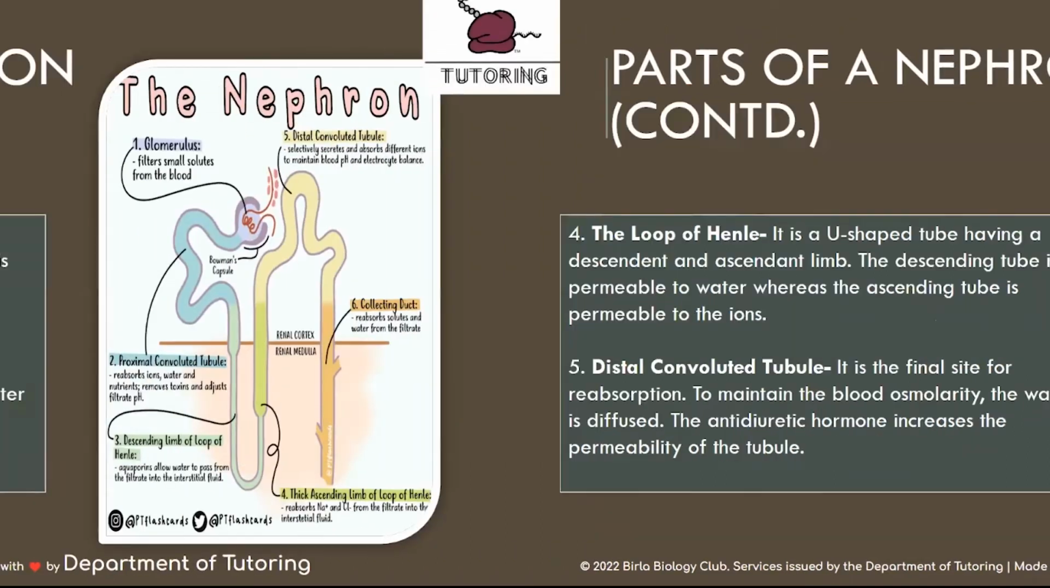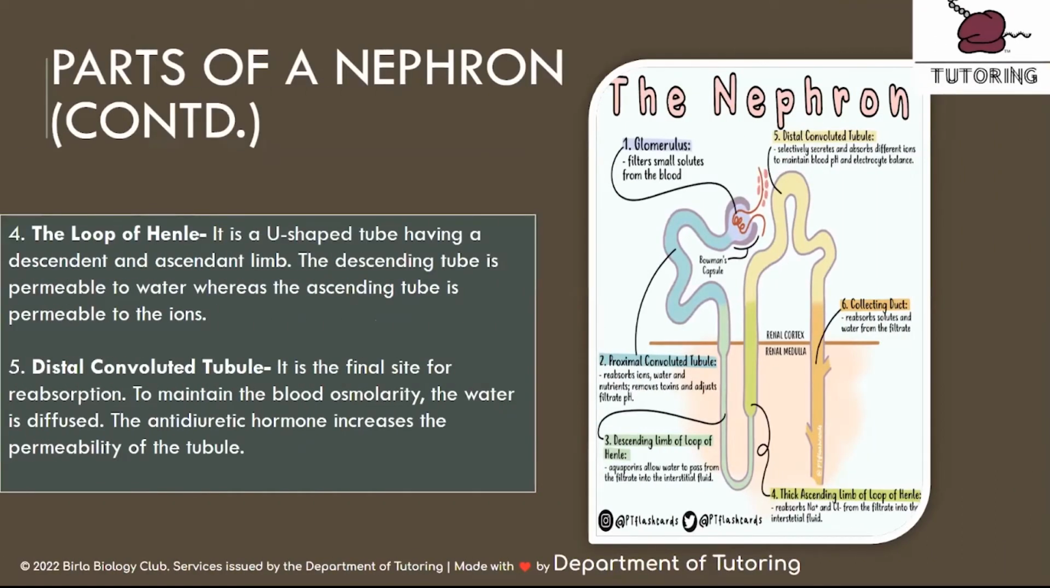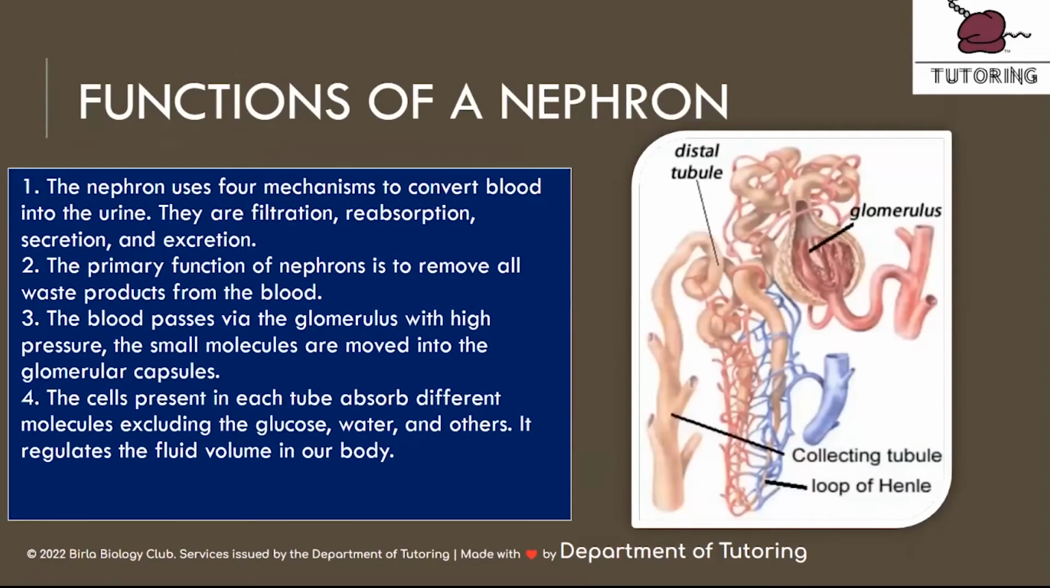The loop of Henle. It is a U-shaped tube having a descending and ascending limb. The descending tube is permeable to water, whereas the ascending tube is permeable to the ions. Distal convoluted tubule. It is the final site of reabsorption to maintain the blood osmolality. The water is diffused. The antidiuretic hormone increases the permeability of the tubule. Now let's move on to the functioning of the nephron.